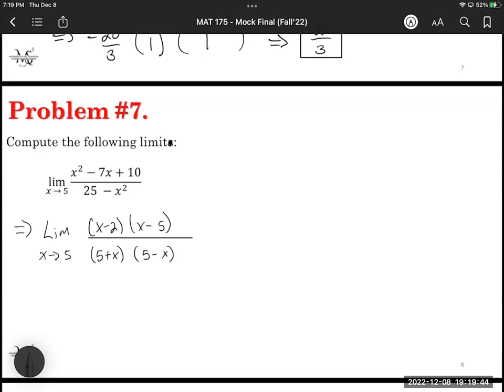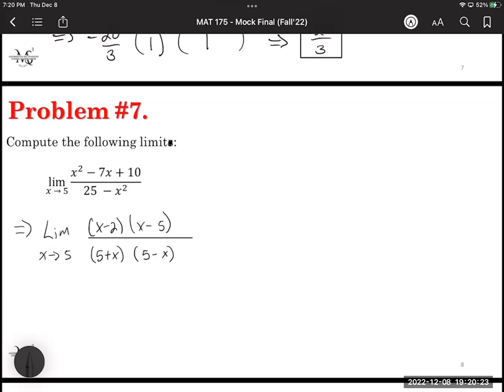But as Ms. Chin is pointing out in the chat, you can rewrite your denominator, right? For example, look at 5 plus x. Is 5 plus x the same thing as x plus 5? Yes, 5 plus x is the same thing as x plus 5. However, 5 minus x is not the same as x minus 5. But you can rewrite it in such a way where it does resemble x minus 5. All you have to do is factor out a -1, right?